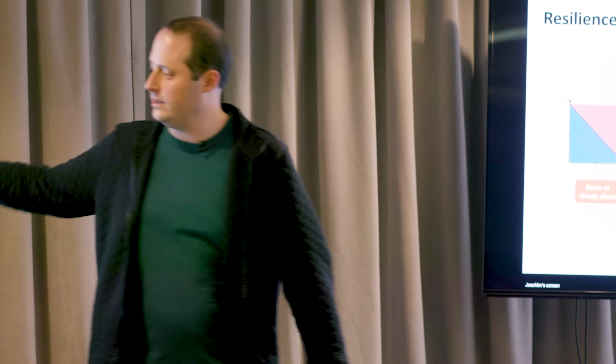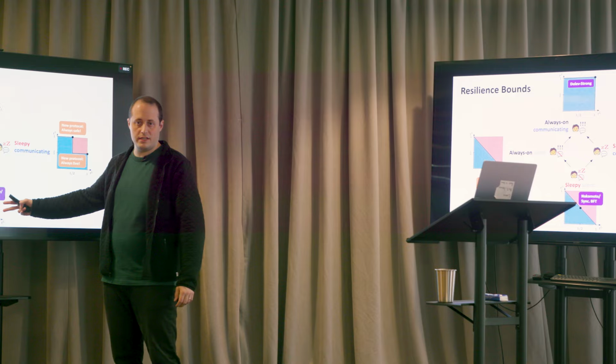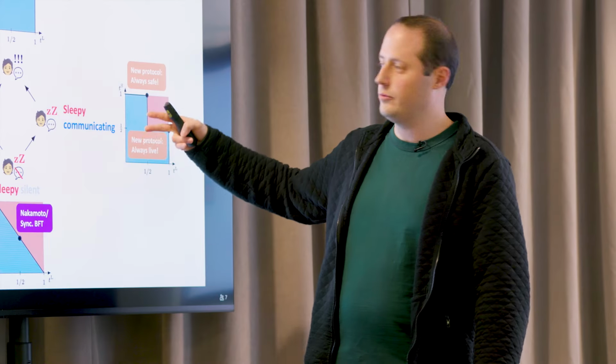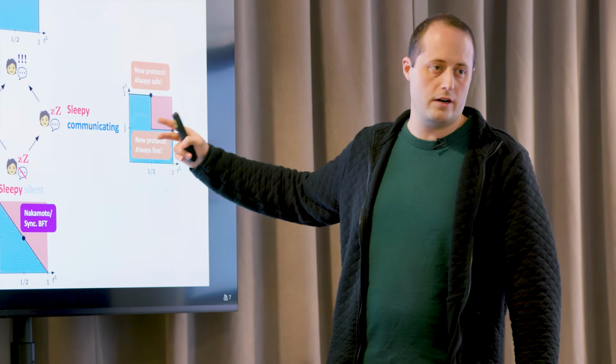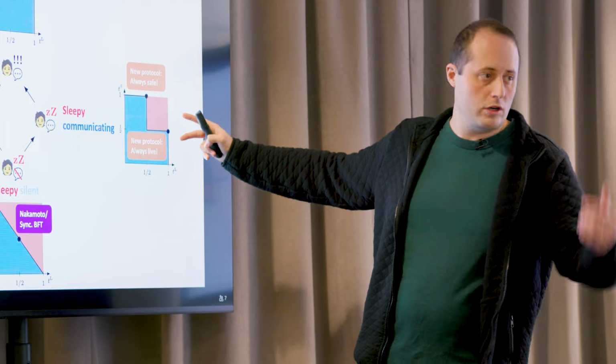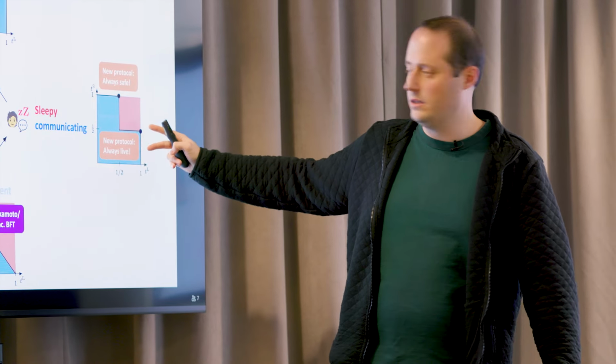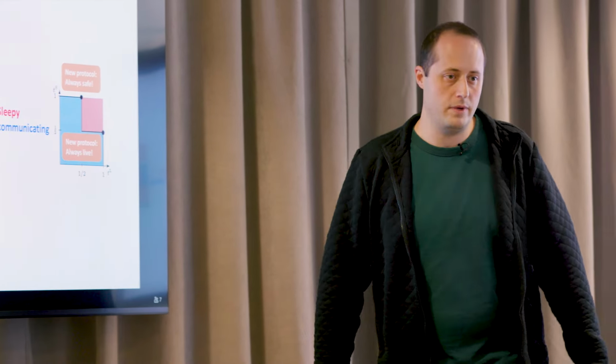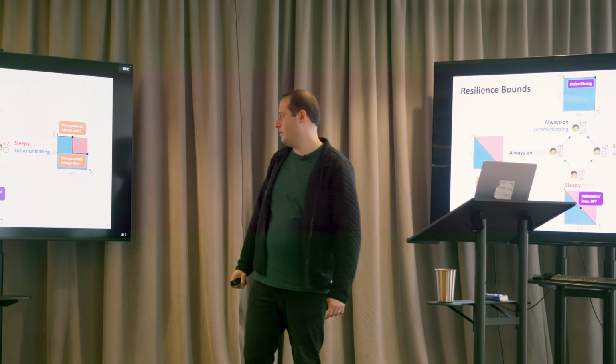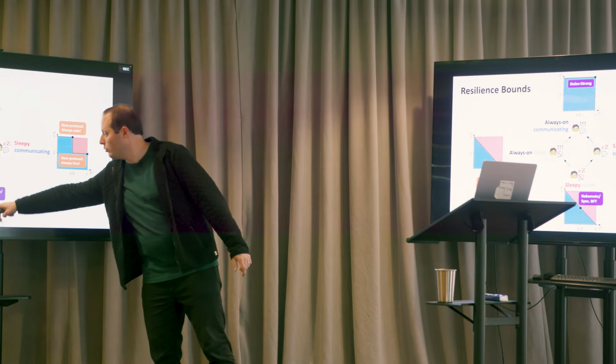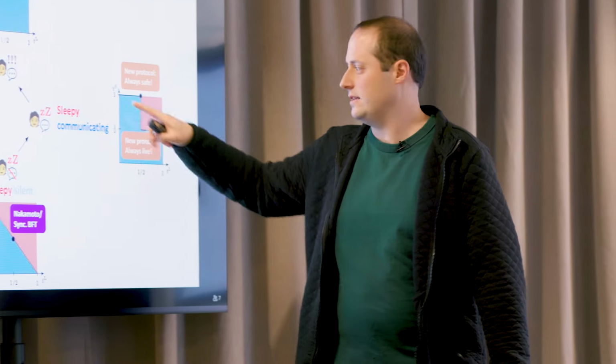Because of this implication, it's kind of clear that whatever we can achieve here, we can run the same protocol in a better, easier model, and we would still be able to achieve the same blue region. This blue region is a subset of this blue region.